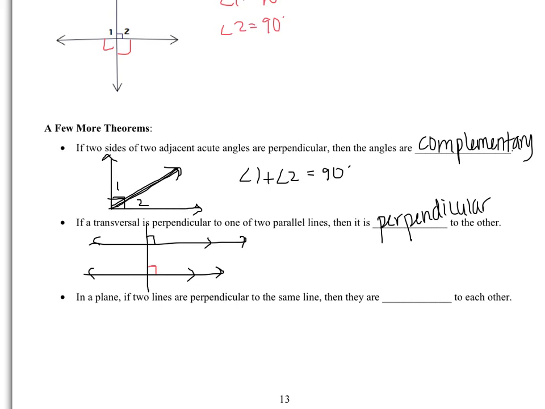Okay, in a plane, if two lines are perpendicular to the same line, then they are blank to each other. Okay, so I have one line perpendicular. I have another line perpendicular to the same line. That means that the first two lines are parallel to each other. So in this case, this line is parallel to this line. It's because we have corresponding angles. If the corresponding angles are congruent, the lines have to be parallel.